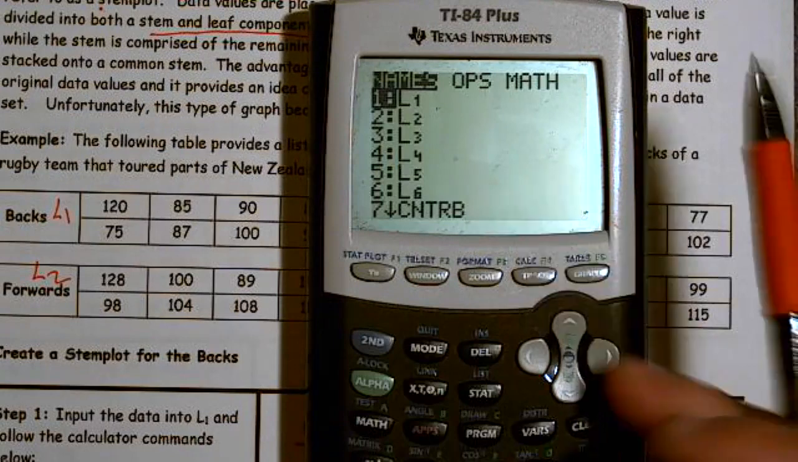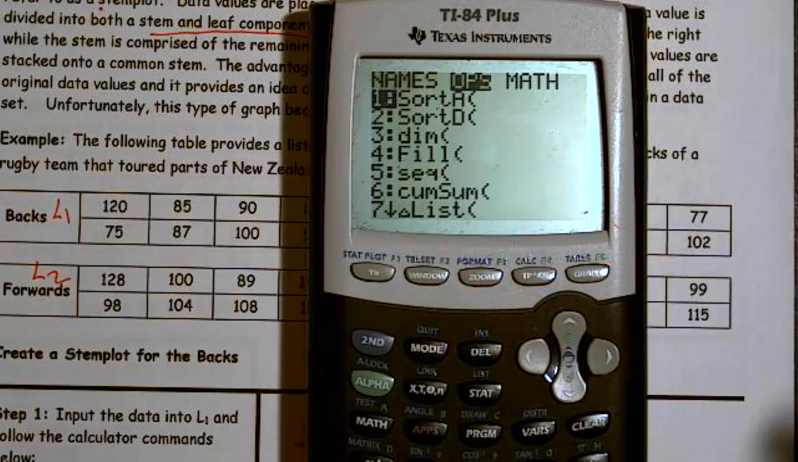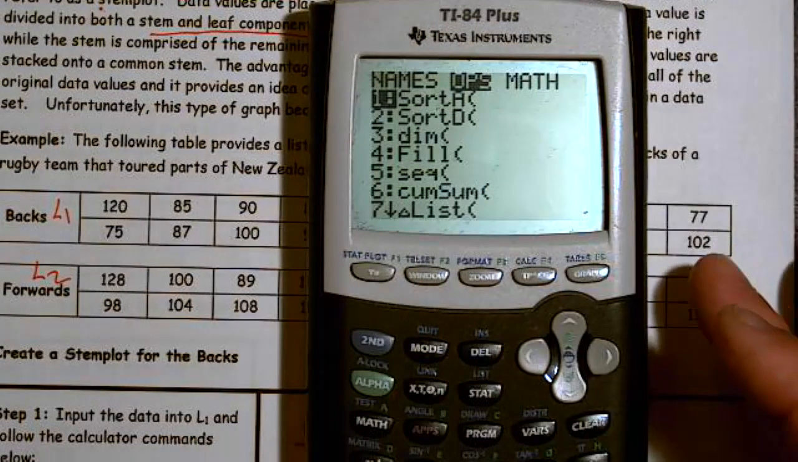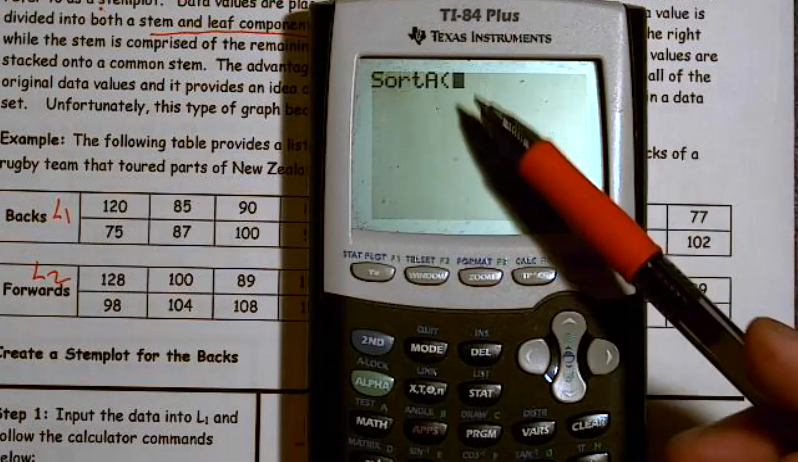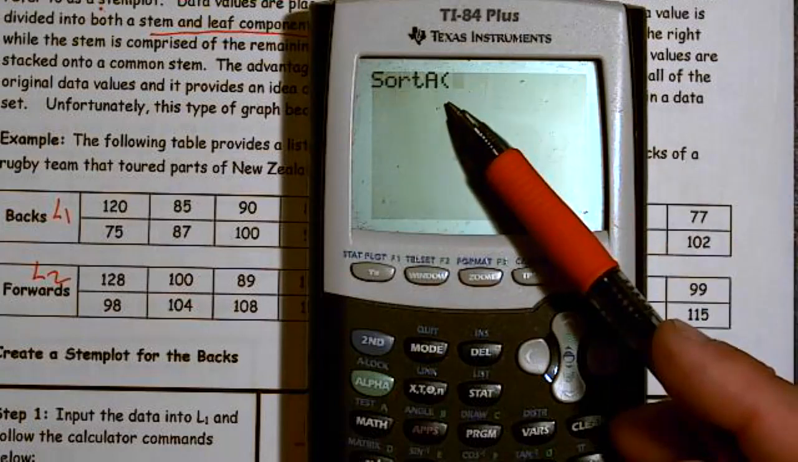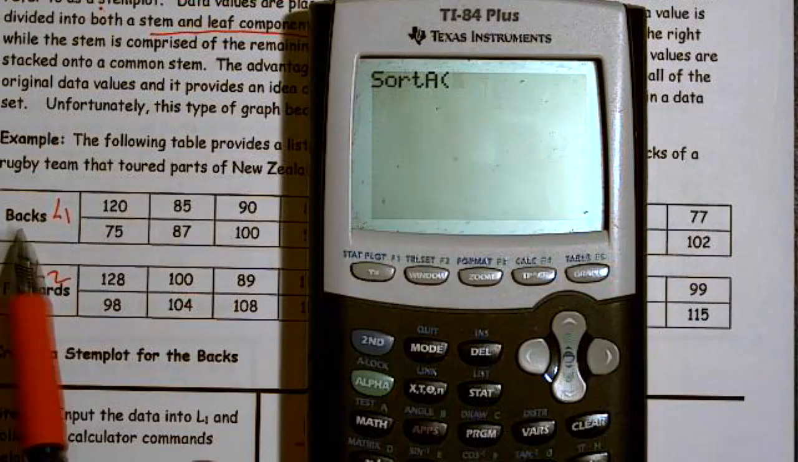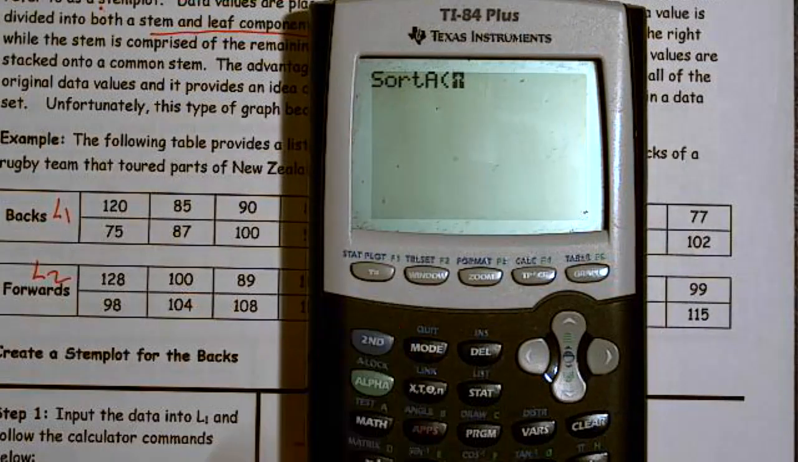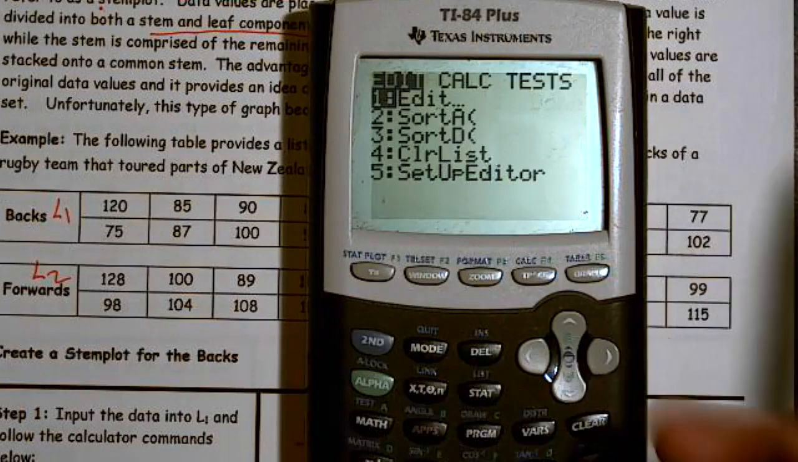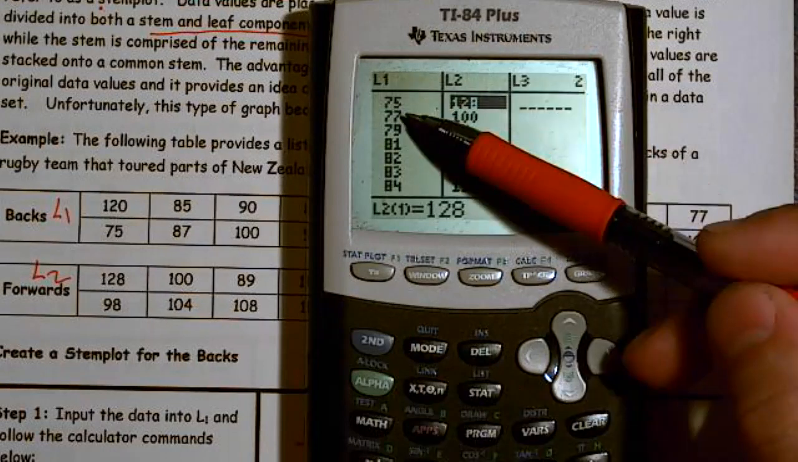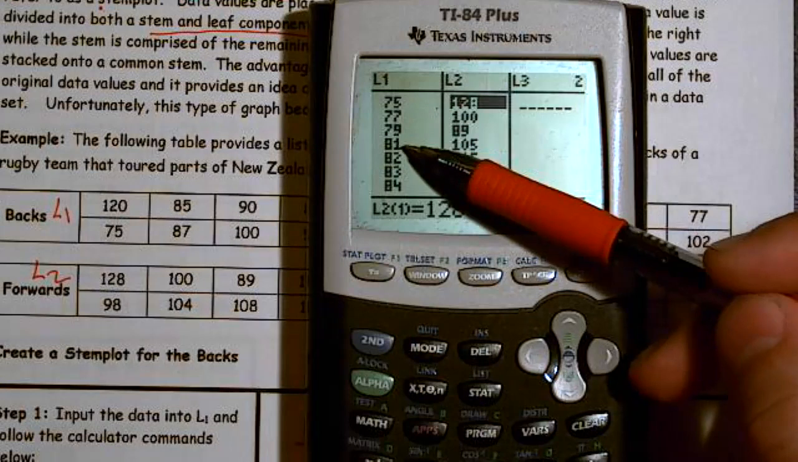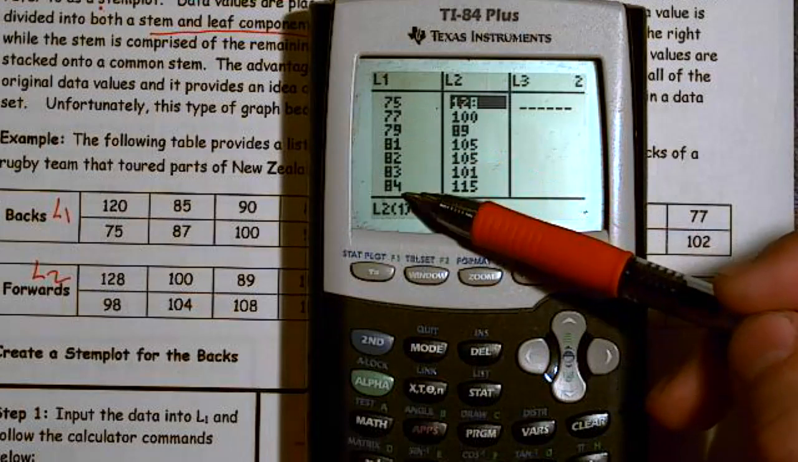This should have popped up. Arrow over to the word ops, which stands for operations, and press enter. We can do that because sort A was selected, and that's sort ascending. Now I want the first column, and to do that, I press second, followed by the number 1. I press enter, and it says it's done. I wonder what it did, so I go to stat, edit, press enter again. And sure enough, 75, 77, 81, 82, it looks like they've been placed in order.